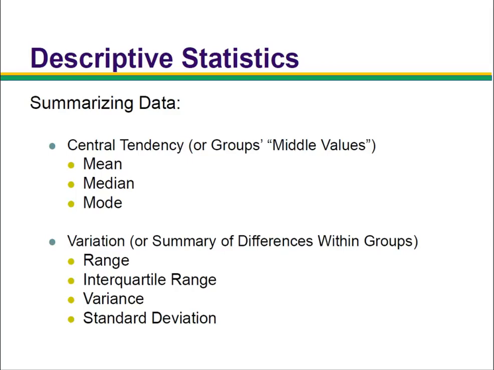Let's look now at how we summarize data. One way to do this is by finding the middle or the most typical value. We call these measures of central tendency. And there are three main ones: the mean, the median, and the mode.